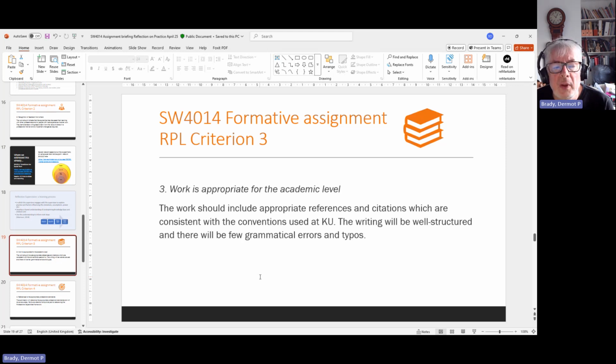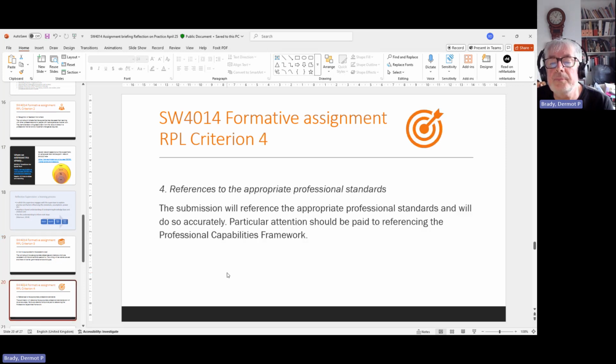Similarly, not only does it have to have those references and citations, it should be concisely written, with not too many grammatical errors, typos, things of this nature. It should be relatively well presented, so it looks reasonable, basically. I think that's fairly straightforward, even though I anticipate a lot of the feedback will be around the referencing and citations. You should also reference the professional standards. Obviously, here it's IATE and the PCF.